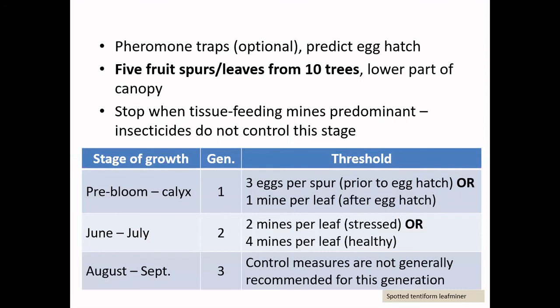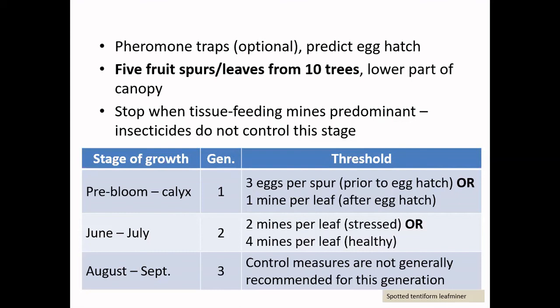There are pheromone traps available, but they're not widely used in the province. Typically, just observing the fruit spurs and leaves from trees during regular monitoring checks is enough to keep an eye out for this population. It's important to distinguish between those 2 stages of larval development, because once the tissue feeding mines predominate in an orchard, then insecticides can't be used to control this stage.